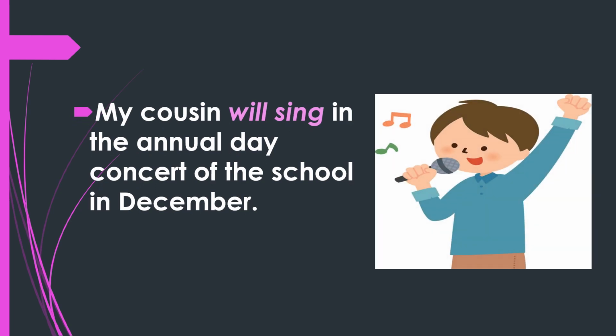The next example is, my cousin will sing in the annual day concert of the school in December. Here, sing is the main verb, so we add will before sing and make the sentence in the future tense because the event, that is the concert of the school, is going to happen in December. So the sentence becomes, my cousin will sing in the annual day concert of the school in December.